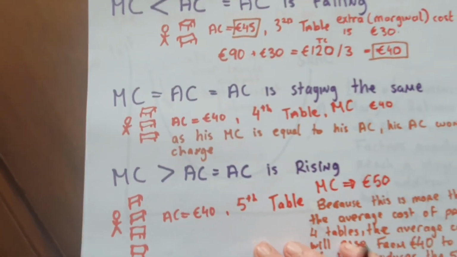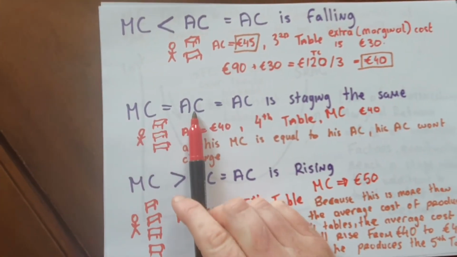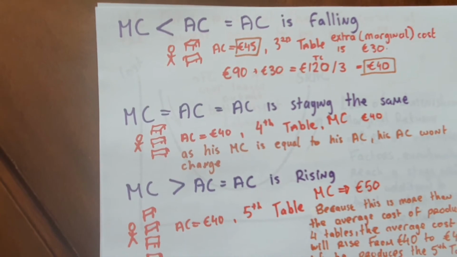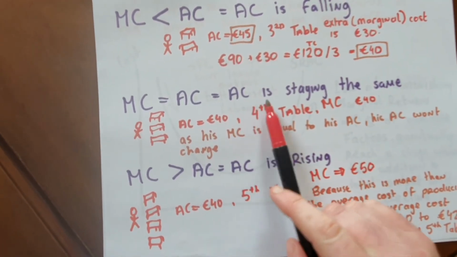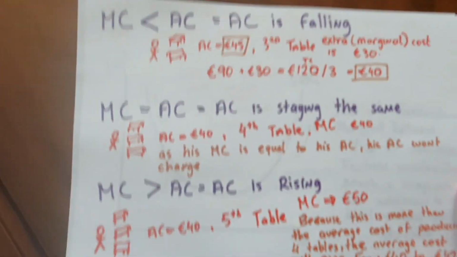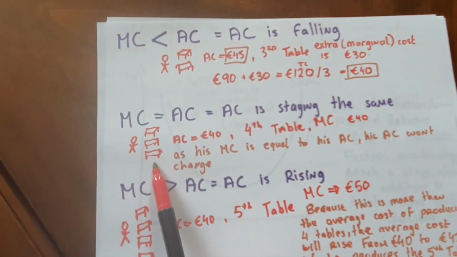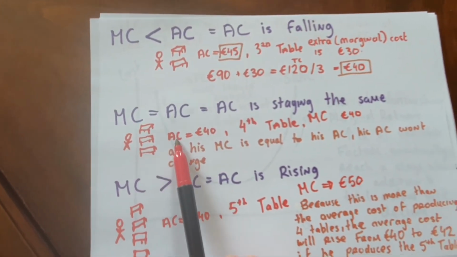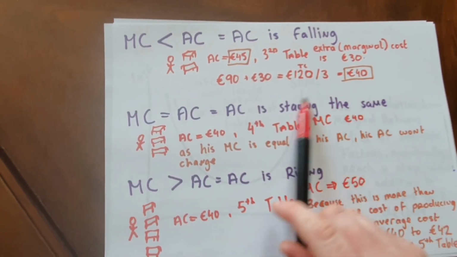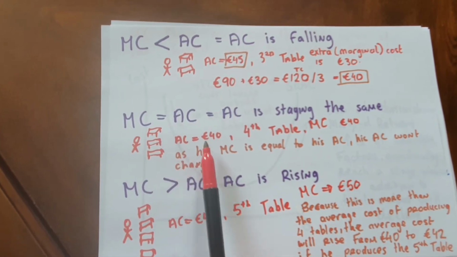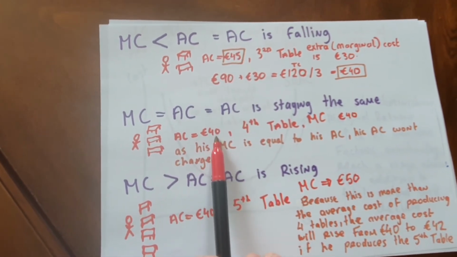In the middle one then, our marginal cost is equal to our average cost. What does that mean? It means our average cost is staying the same. So we're going back to our example of Tom here. Tom is producing 3 tables. His average cost of the 3 tables is €40. We're literally just taking that figure and bringing it down here. Our average cost of producing 3 tables is €40.